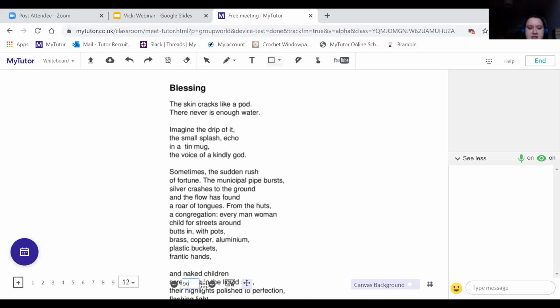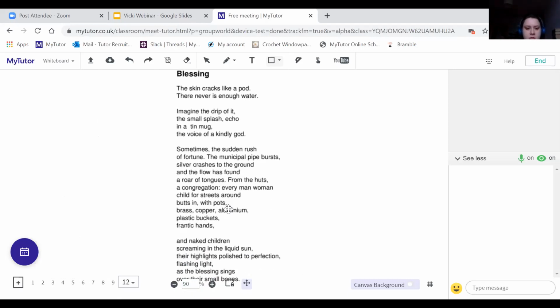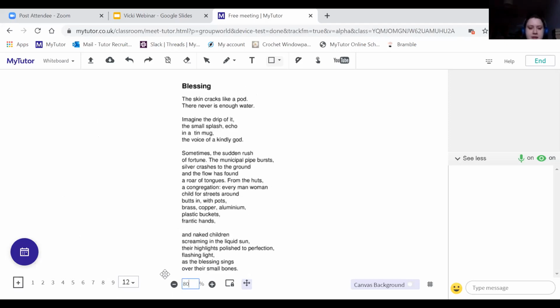Let me just zoom this out a little bit, and hopefully we might be able to get it all in. Not quite. There we go. Right, so peeps, what have we got? Oh, that's very interesting. Yeah.